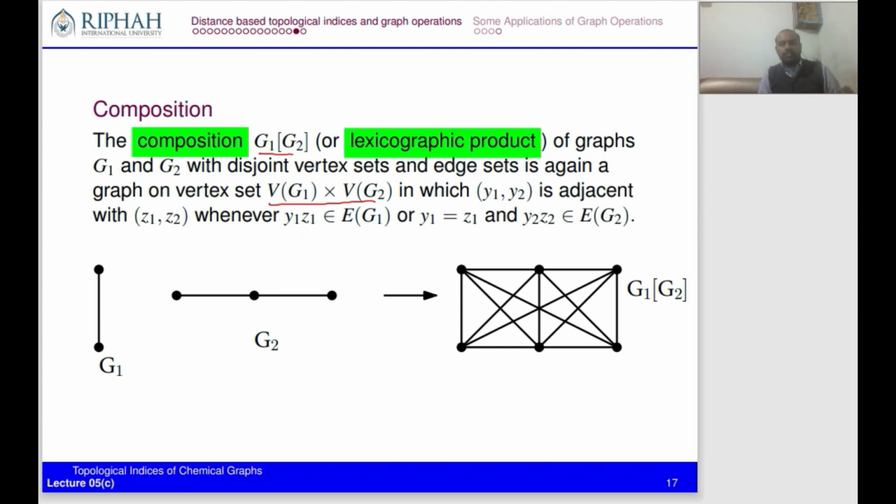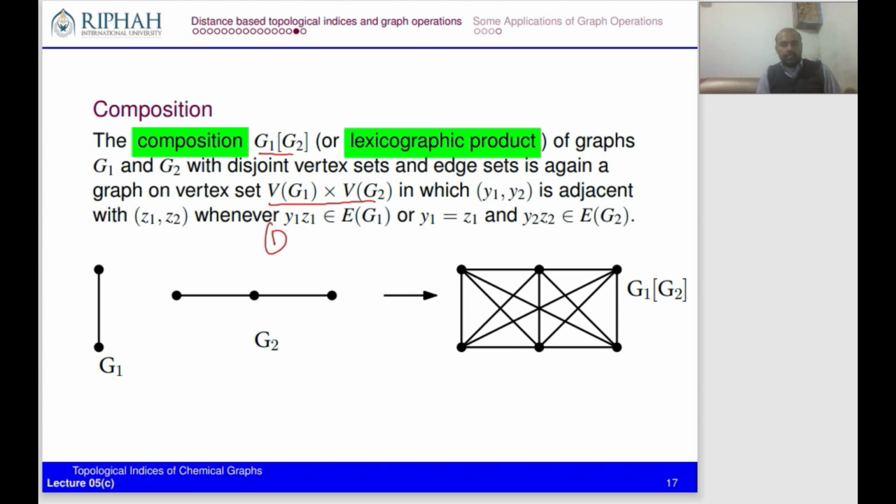There are two conditions. One condition is when the first components are adjacent in graph G1, or the first components are the same and the second components are adjacent in graph G2. So this is the definition of composition. You can compare the definition of the Cartesian product and the composition of products.